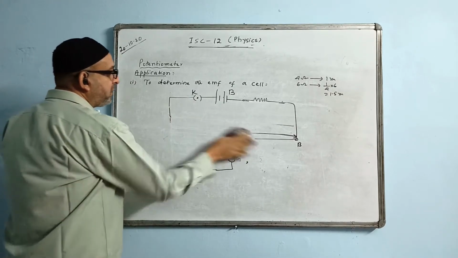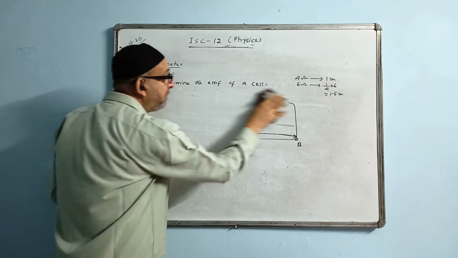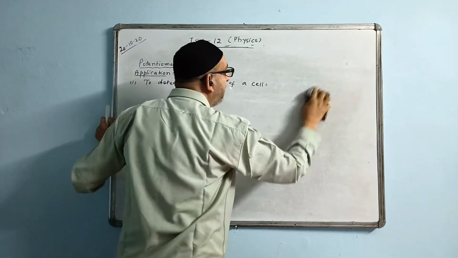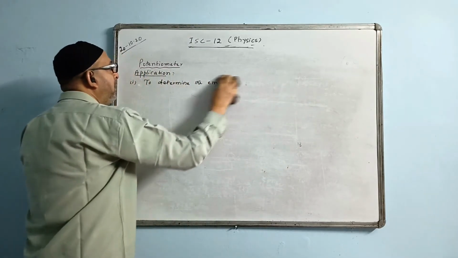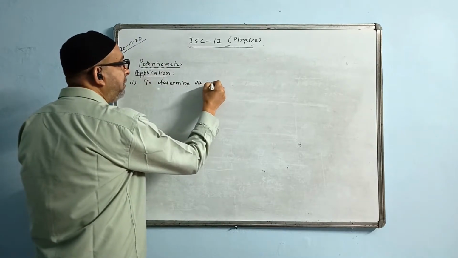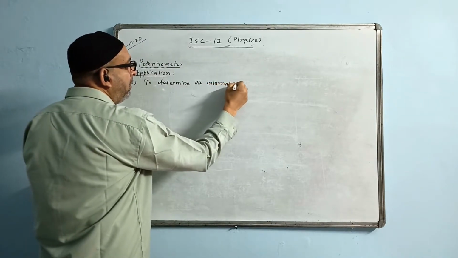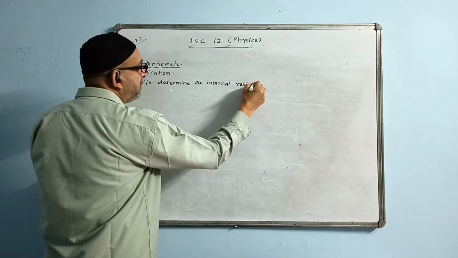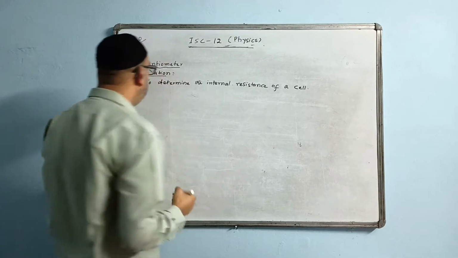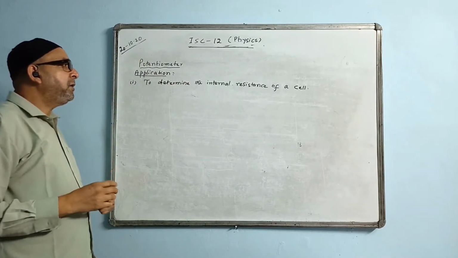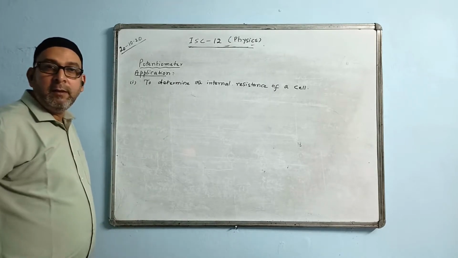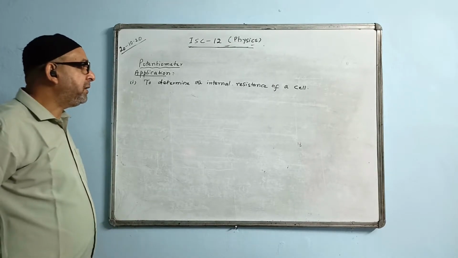Now the second case. This second case which we are going to do is the most important case and is very likely to come in your exam. So we have to determine the internal resistance of a cell. This is the heading: to determine the internal resistance of a cell. This is the most important heading of this electric circuit chapter.